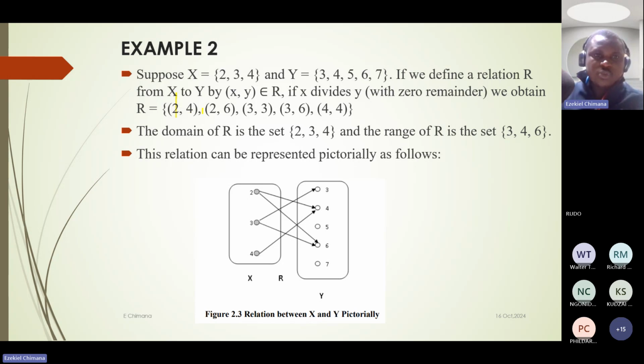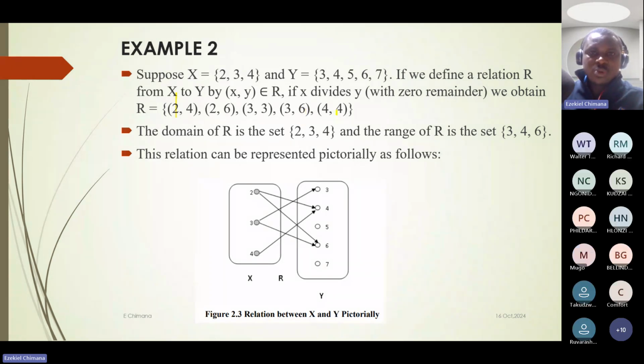So that's why I've got only (2, 4), because if we divide 4 by 2, we get a remainder 0. Then we've got (2, 6), (3, 3), because 3 into 3 gives a remainder 0, (3, 6) as well, and (4, 4). If you look at that, the first elements come from X, and the second ones, the range, come from Y. So (2, 4) is this 2 and this 4. And then we can take this 2 and 6. That's why I've got (2, 6). And we can take this 3 and this 3.